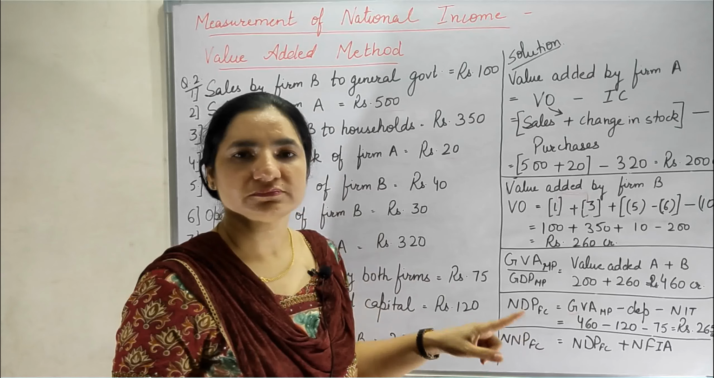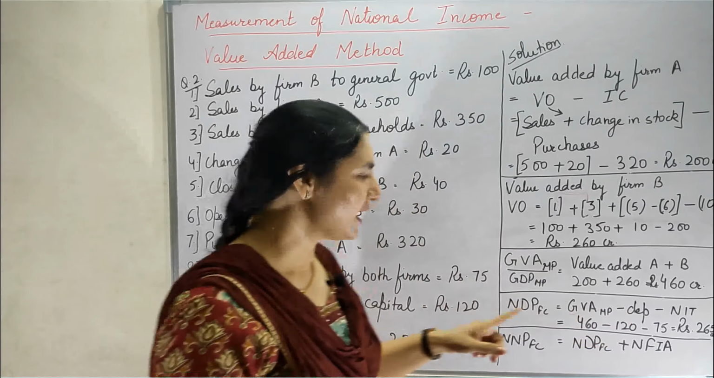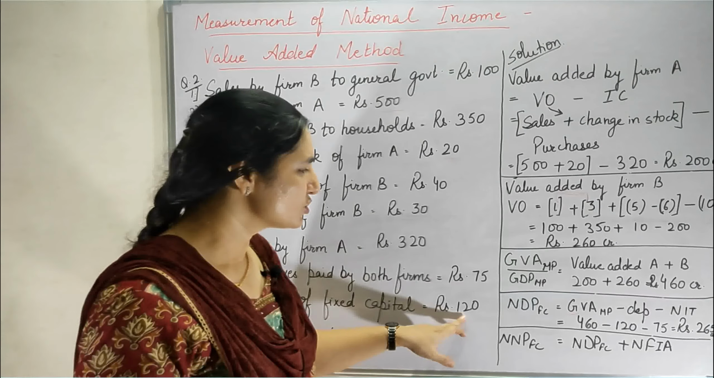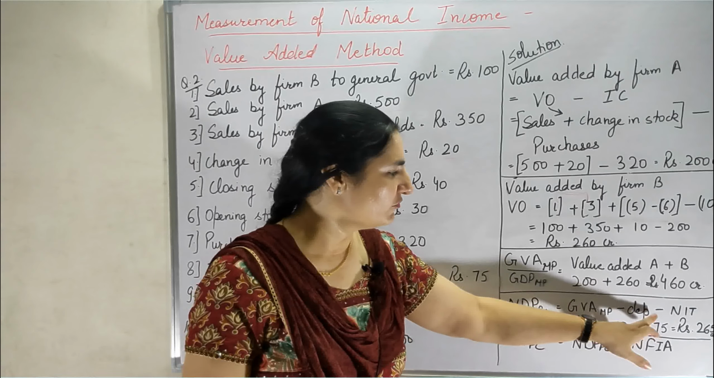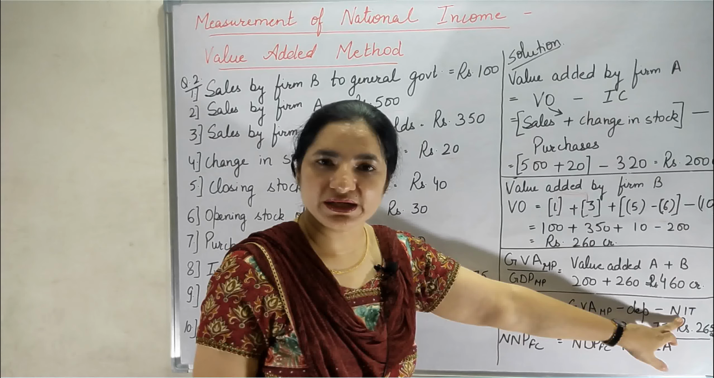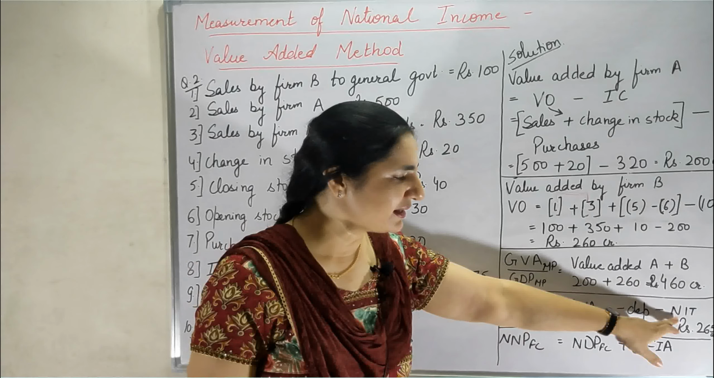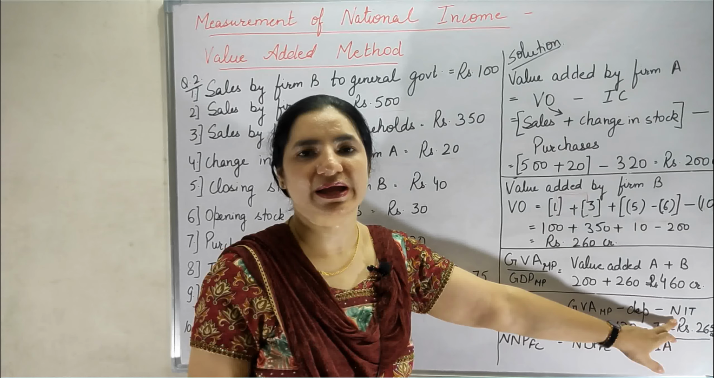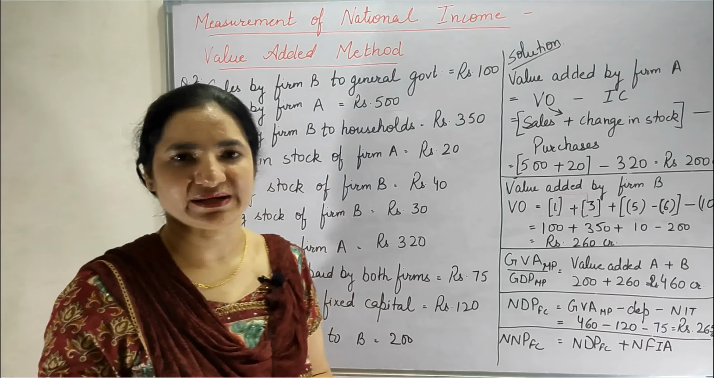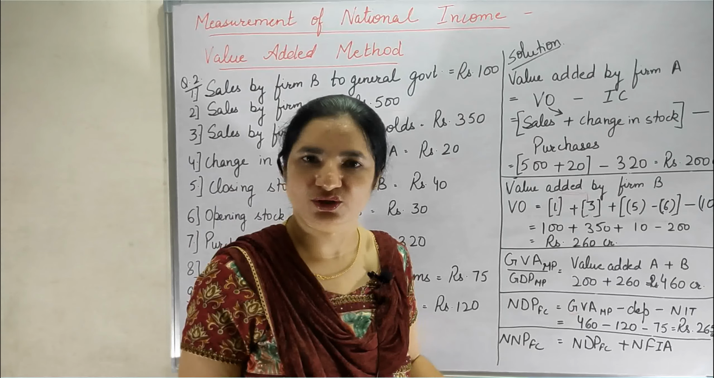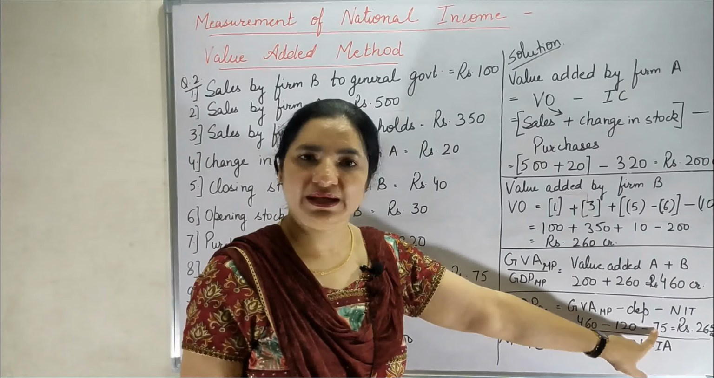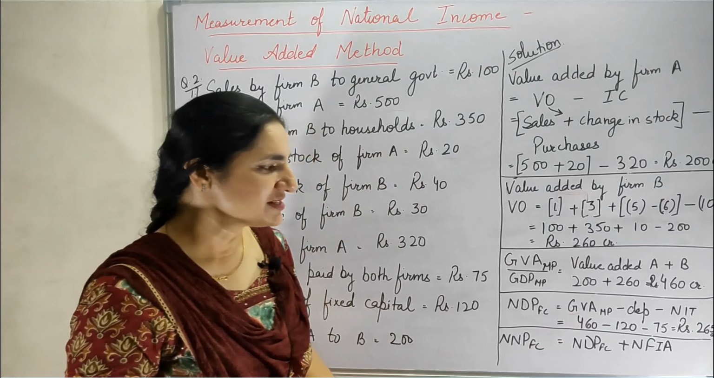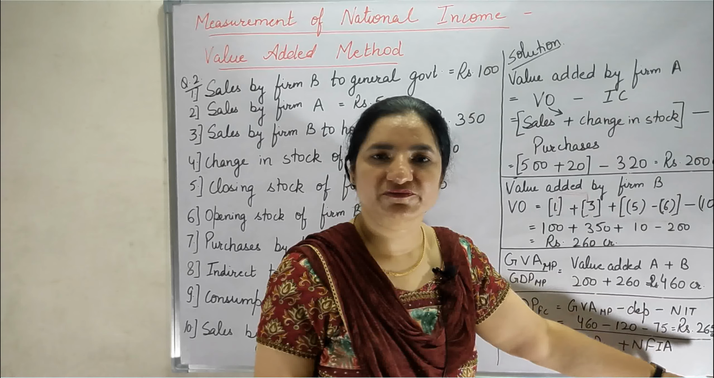Moreover, in this question, depreciation is given as consumption of fixed capital. Consumption of fixed capital means depreciation. So we have taken this value 120. We need to deduct NIT from market price to arrive at factor cost. So NIT, that is net indirect taxes, we calculate by deducting subsidies from indirect taxes. But as the value of subsidies is not given to us, we will take indirect taxes directly here and we will arrive at domestic income, that is 265 crores.